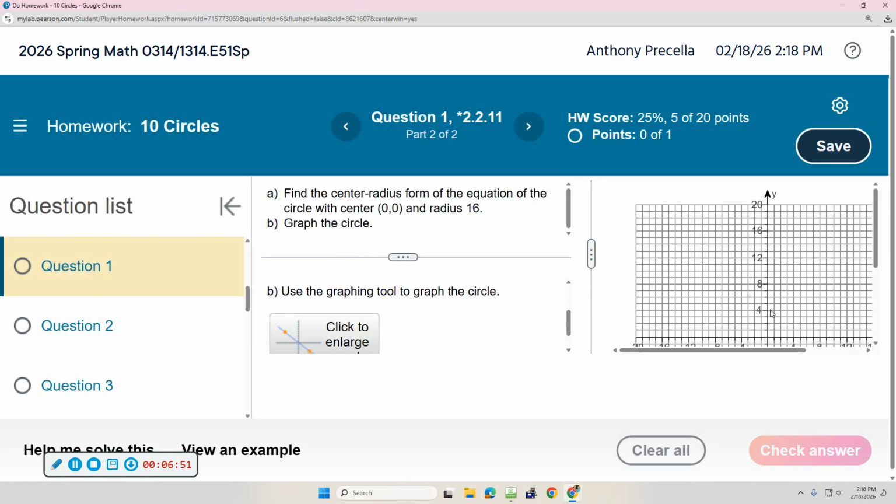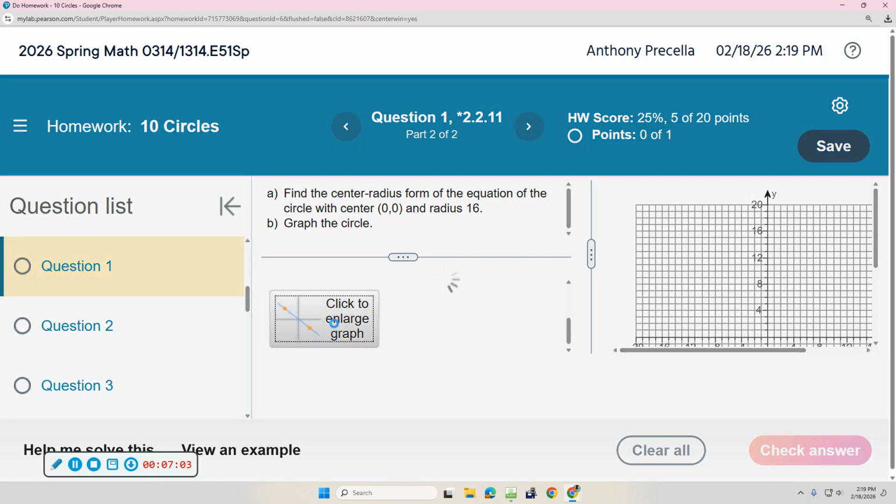Now they want us to graph. To draw the graph of a circle, you need to know the center and you need another point. And you find the other point by using the radius.